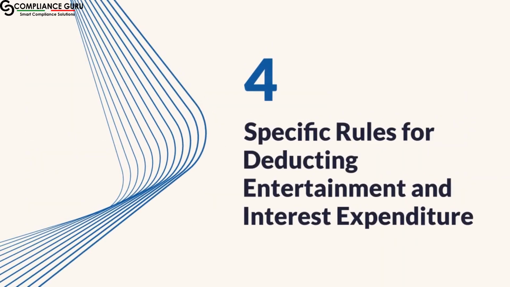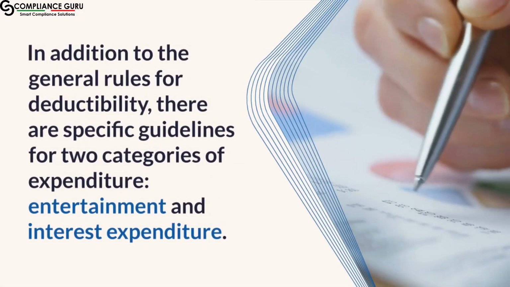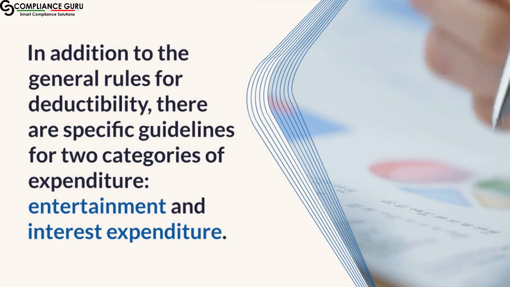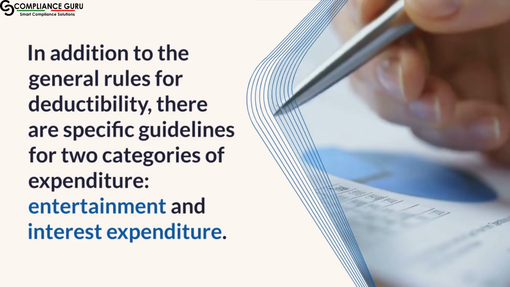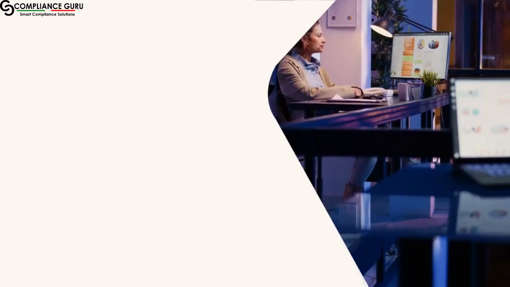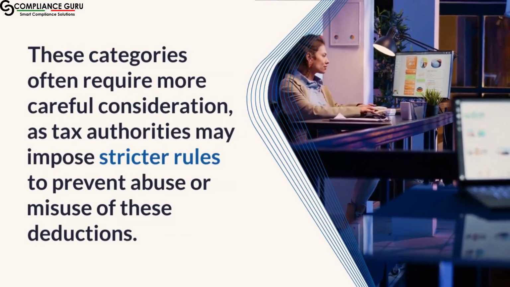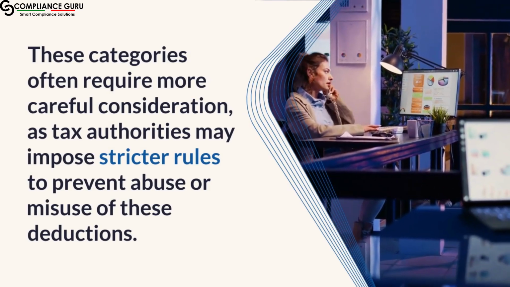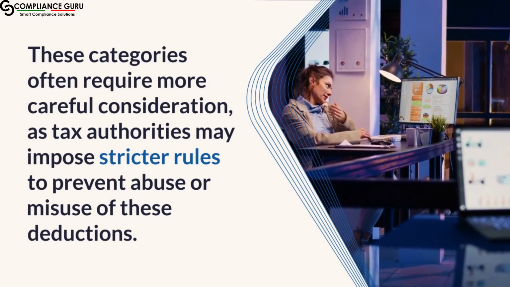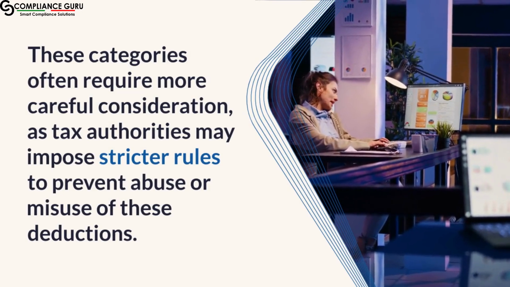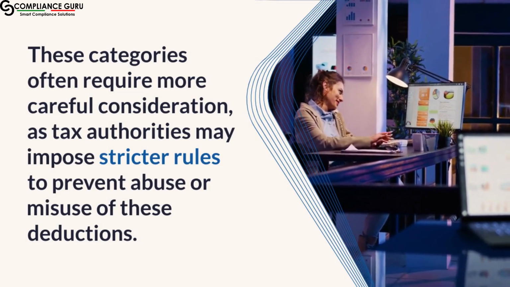4. Specific rules for deducting entertainment and interest expenditure. In addition to the general rules for deductibility, there are specific guidelines for two categories of expenditure: entertainment and interest expenditure. These categories often require more careful consideration, as tax authorities may impose stricter rules to prevent abuse or misuse of these deductions.